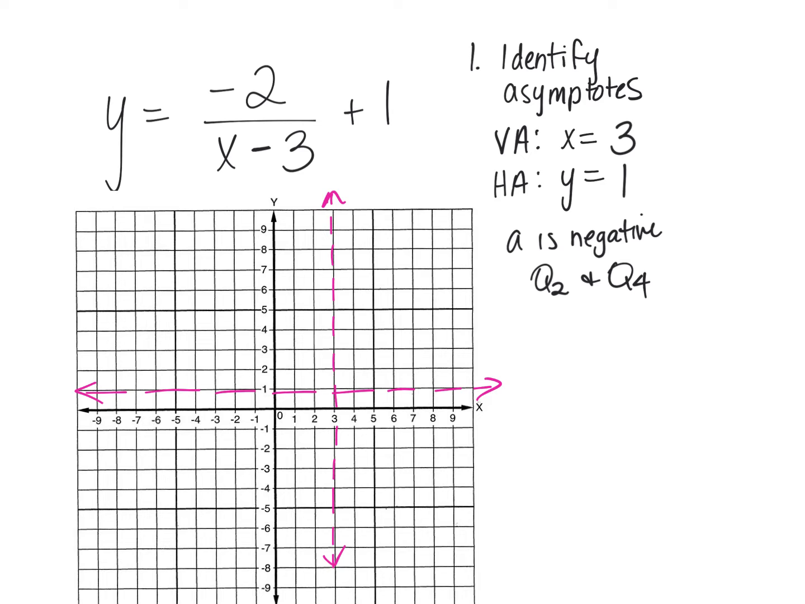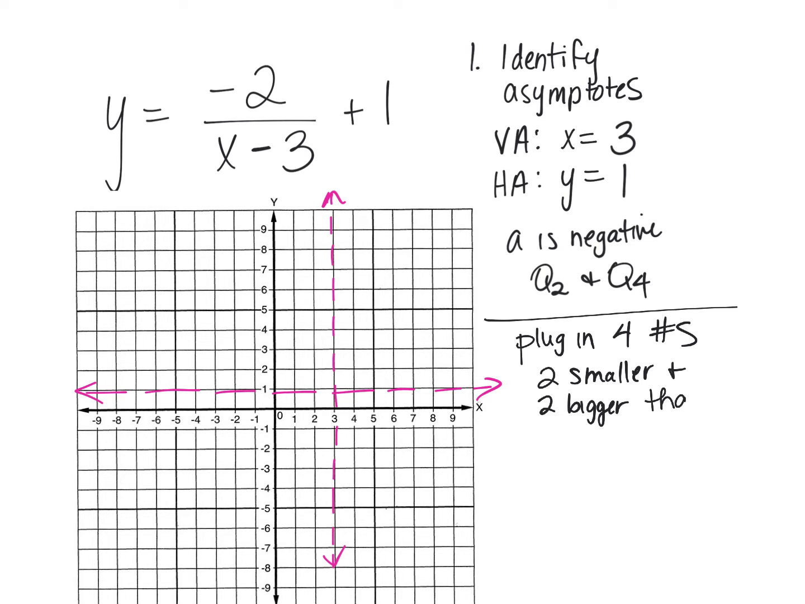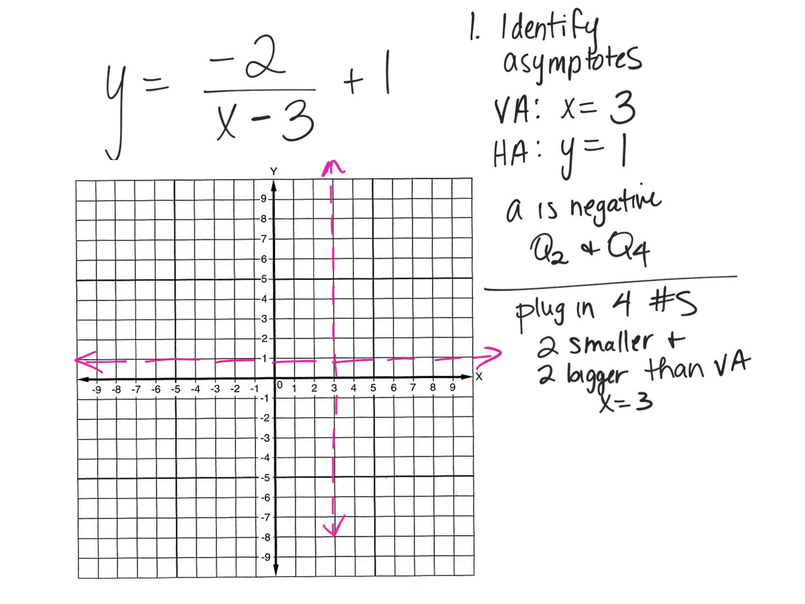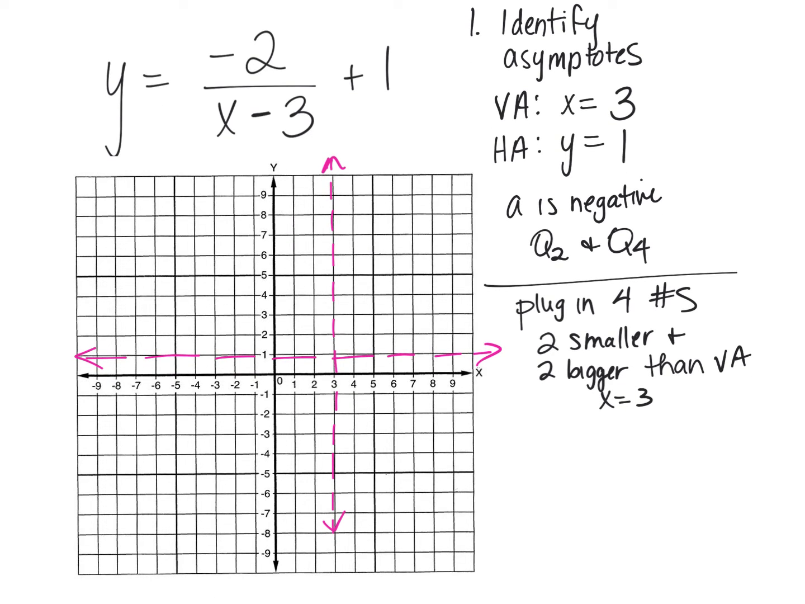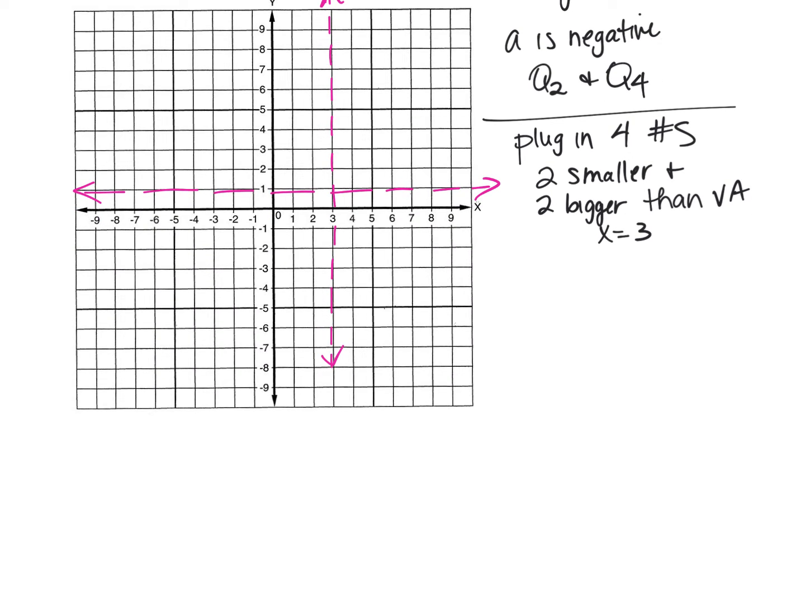So we're going to plug in 4 values. 2 smaller and 2 bigger than the vertical asymptote, in this case x equals 3. I want to know where my right branch is and where my left branch is, so I need some of them on the right side of the vertical asymptote, that's greater than, and some on the left side. So what numbers fit that description? 2 numbers bigger, 4 and 5.